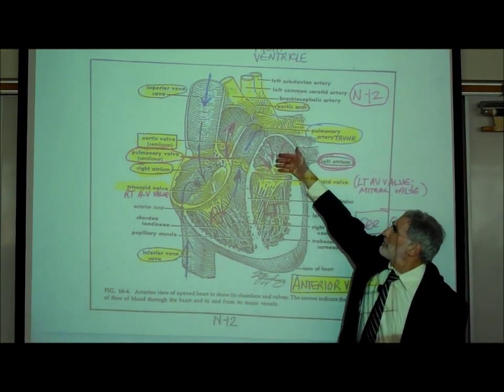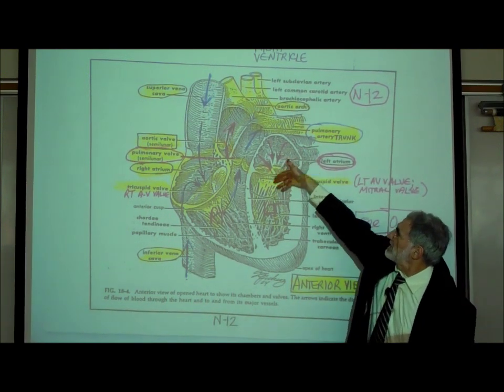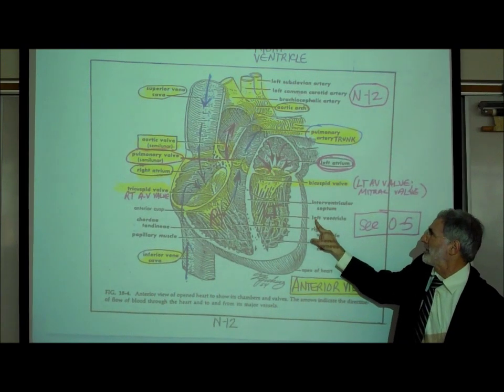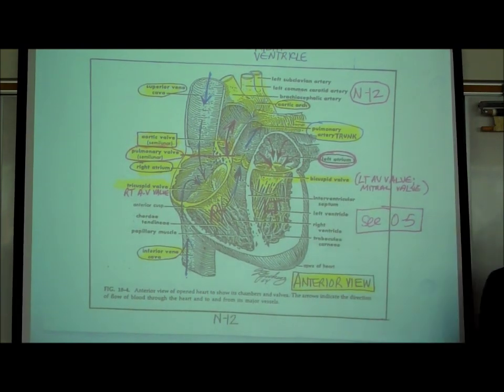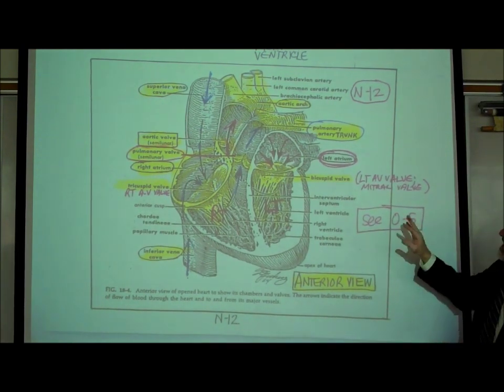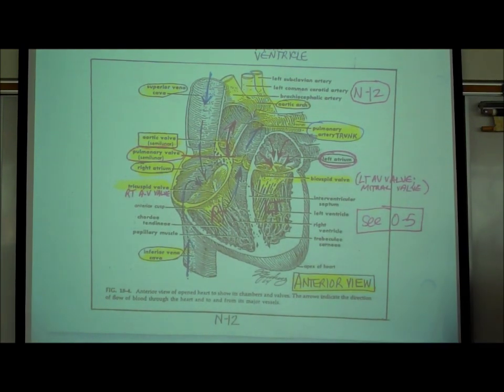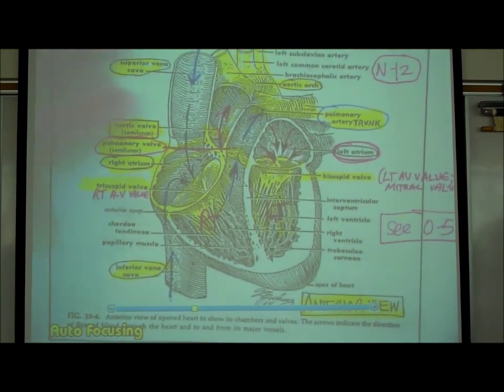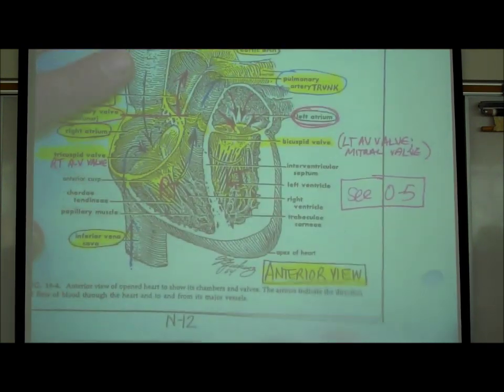This oxygenated blood is going to go from the left atrium down into the left ventricle. Left ventricle, it says it right here. There is a valve that controls the flow of blood between the left atrium and left ventricle. It actually goes by 3 names, and unfortunately, you have to learn all 3 names. We had mentioned this previously.